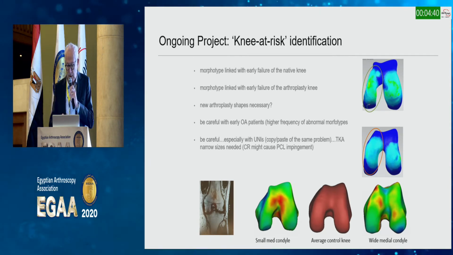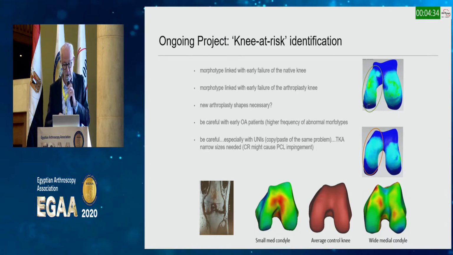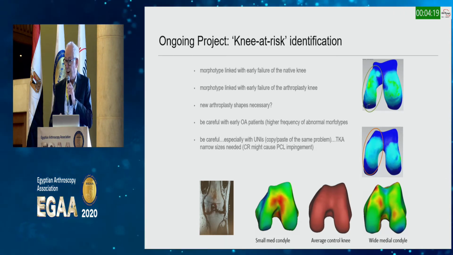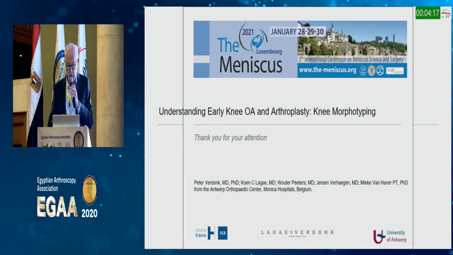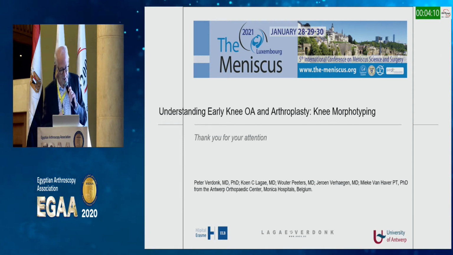It's also about looking at an early failure rate if you move on to arthroplasty, because there is no other alternative. So it would be optimal if we had more arthroplasty shapes available, and we should be careful when we look at and address issues with these abnormal morphotypes. So thank you very much for your attention, and if you're interested, join us next year at the meniscus meeting.